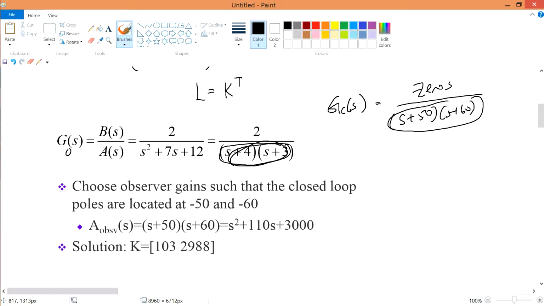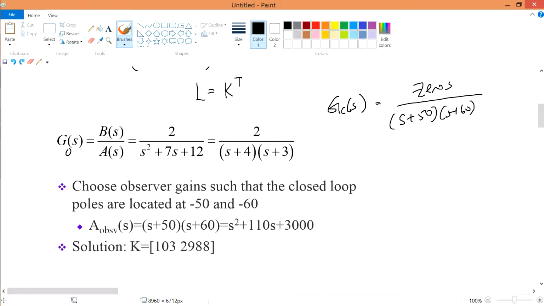So the open loop poles you want to shift to the closed loop poles here, where the roots are minus 50 and minus 60, because with minus 50, minus 50 plus 50 will be 0. The roots are anything that makes the equation 0, if you still remember.